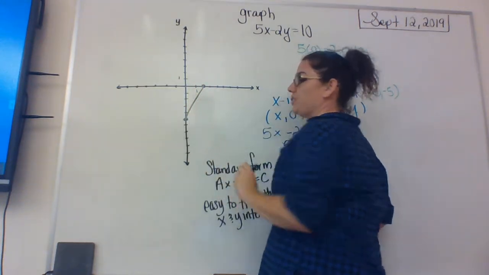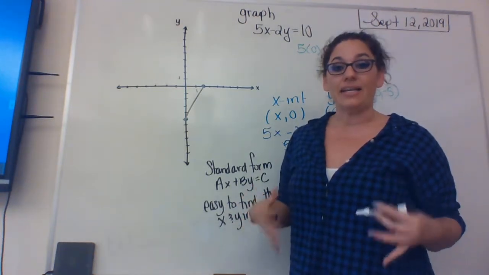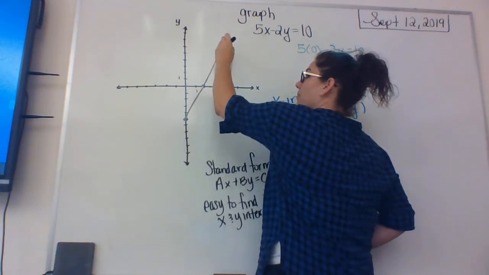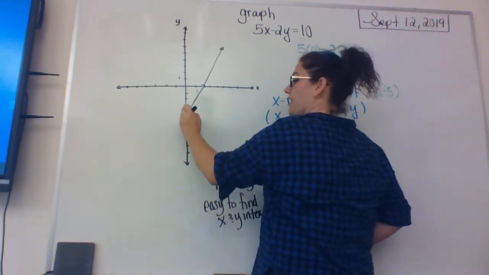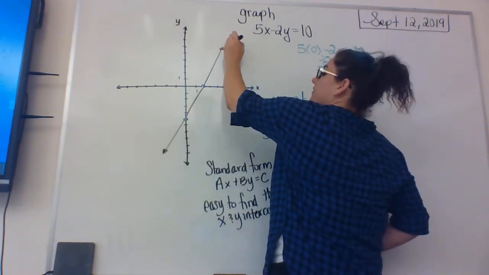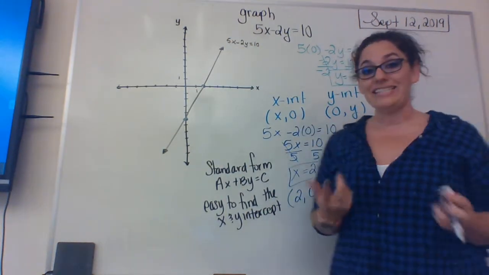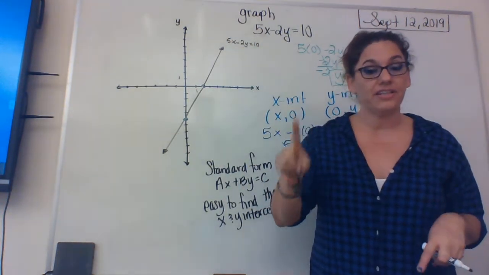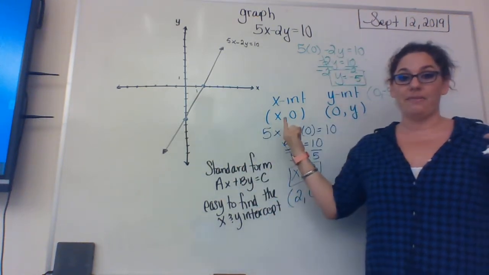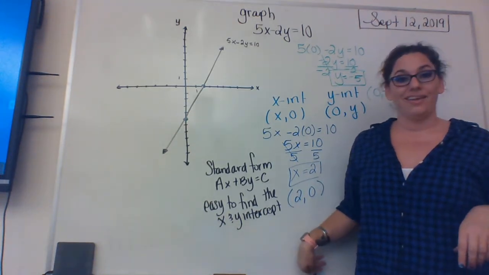Now, most kids just want to stop there, but keep going. It's a line. It goes on forever. So we're going to go actually through the points, and we're going to draw an arrow at the end of each side, stating that it does go on forever. And this is the graph of 5x minus 2y equals 10. And I did that graph without having to find the slope by simply plugging in 0 for each one of the variables so I could find my x and y intercepts. So that's something that we are going to practice with in class.